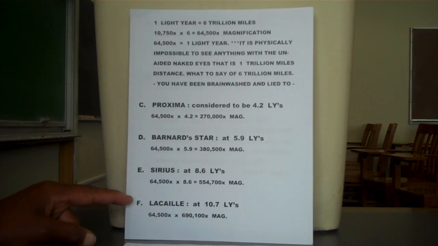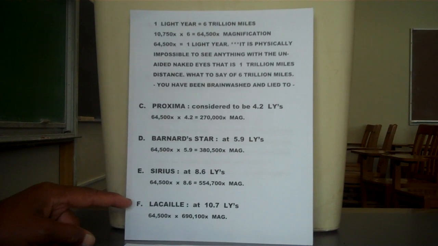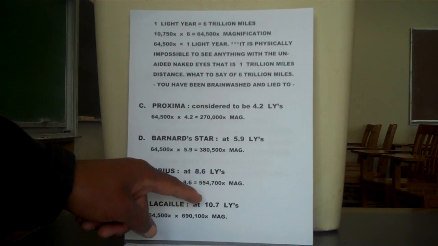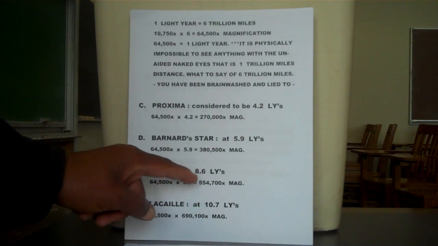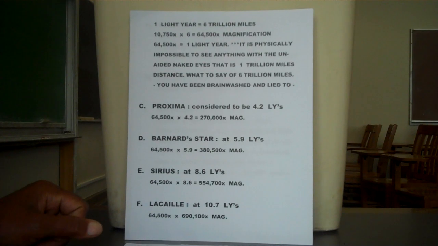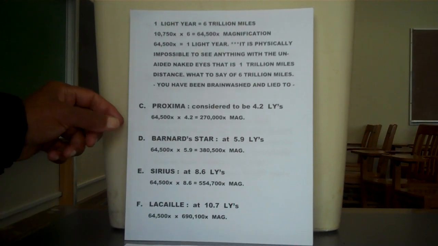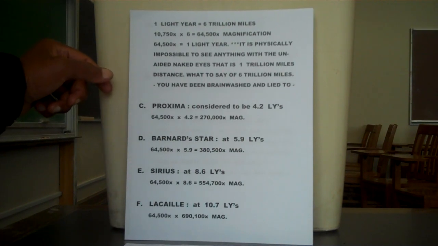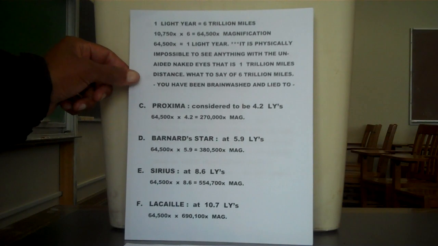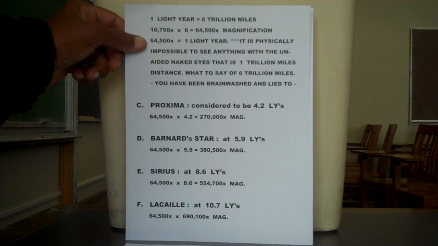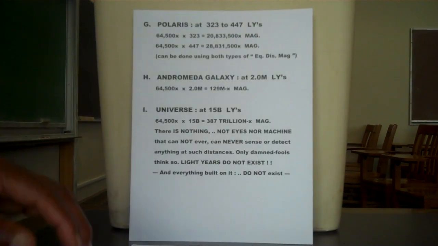La Caille, or however it's pronounced, but nonetheless it is considered 10.7 light years from Earth, such that 64,500x times 10.7 equals 690,100x magnification needed. And yet you are told that you can see this thing when you walk outside on a clear night and you're looking up at the sky. You are told that you can see this thing requiring 690,100x magnification. Let's continue, please.